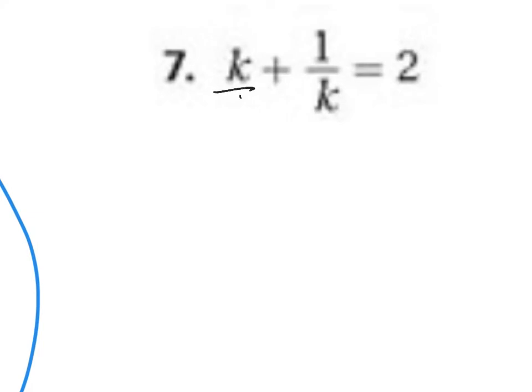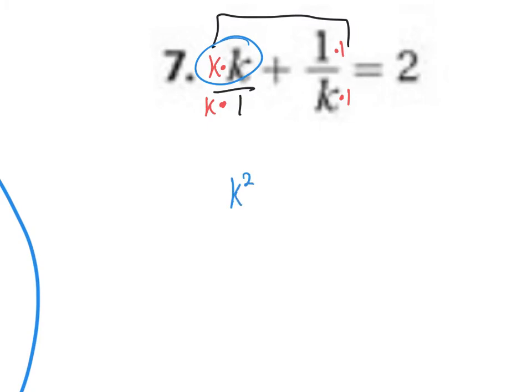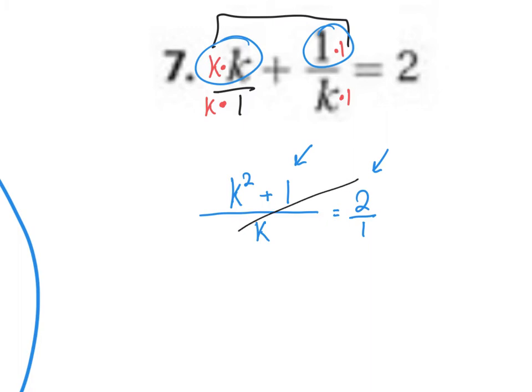I'm going to put this over 1, and I'm going to combine this side. So I need to get like denominators. This side's going to need to be multiplied by k. And this side technically gets multiplied by 1, but 1's not going to actually do anything. So now, k times k is k squared, plus 1 times 1 is 1, over k equals 2. Okay, now we're ready because we have a fraction on this side. We can create a fraction on this side by putting it over 1. Now we're ready to cross multiply.